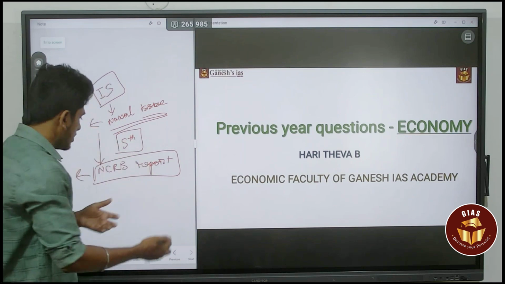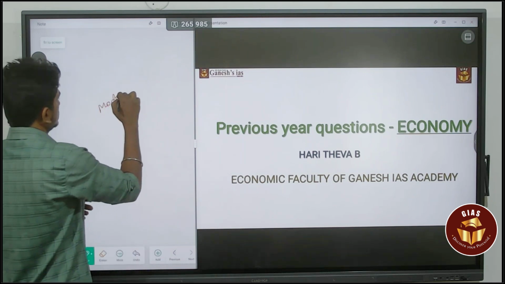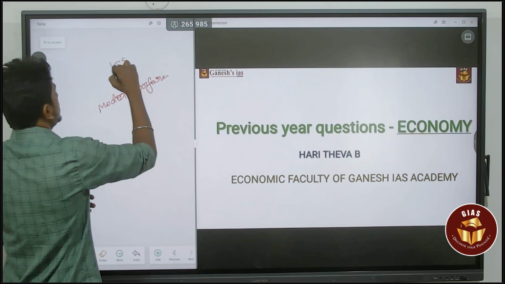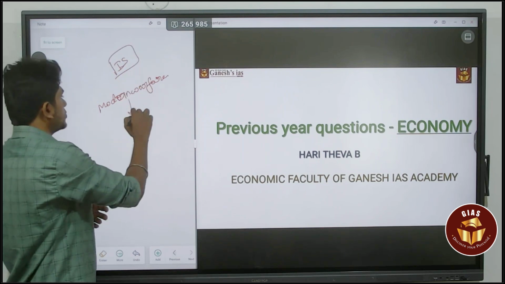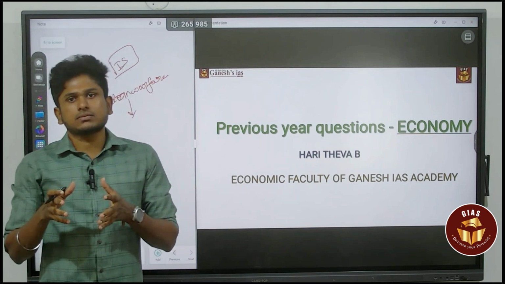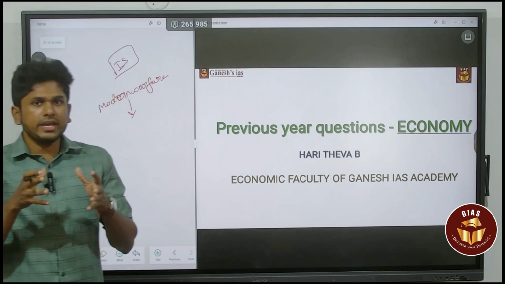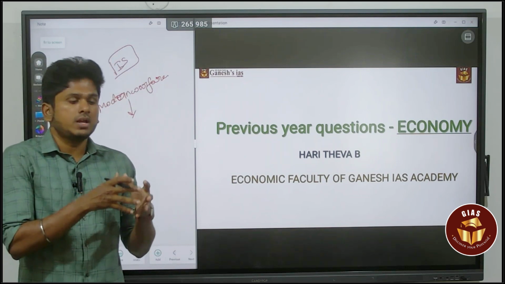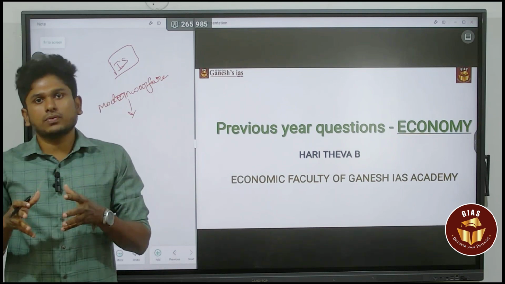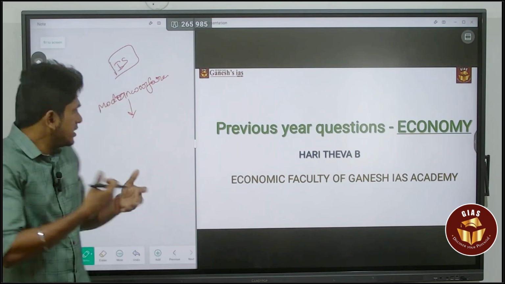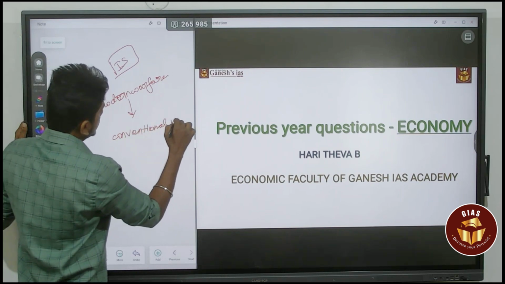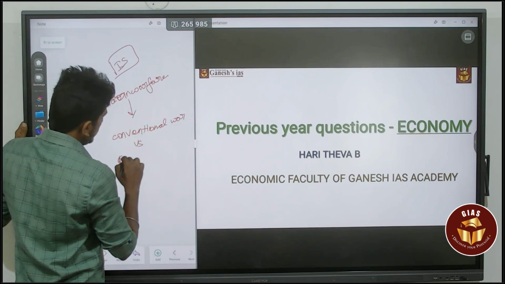And there is also the evolution of modern warfare. They may ask that in internal security. For example, recently Israel attacked Lebanon using pagers. They exploded the pagers and tried to kill most of the supporters of Hamas. That happened in Lebanon. That is modern warfare, an evolved warfare, different from conventional warfare. So the question may be conventional versus non-conventional warfare.